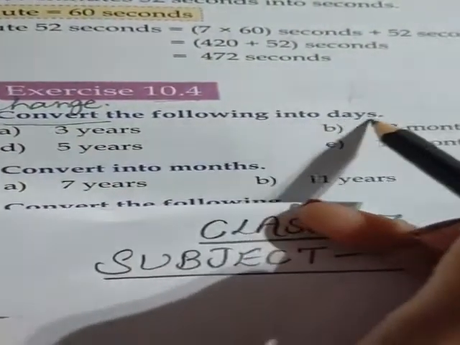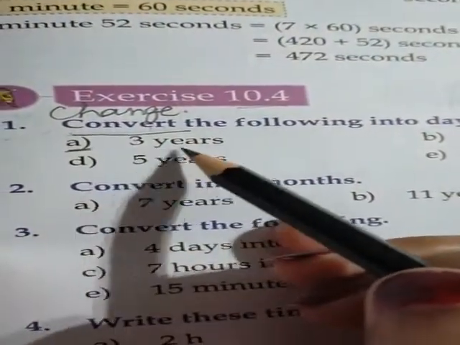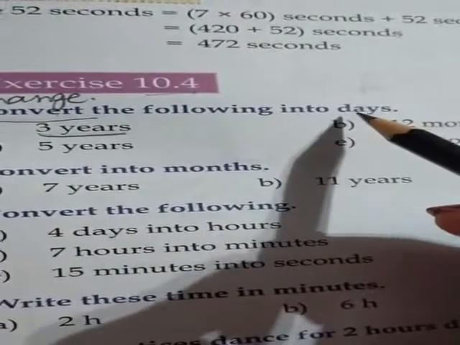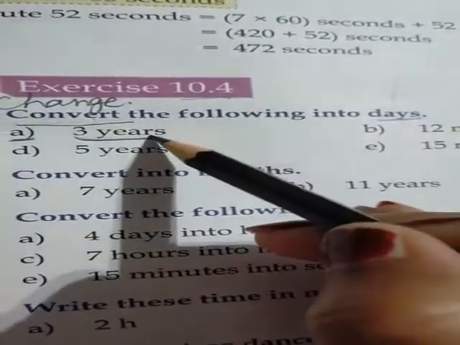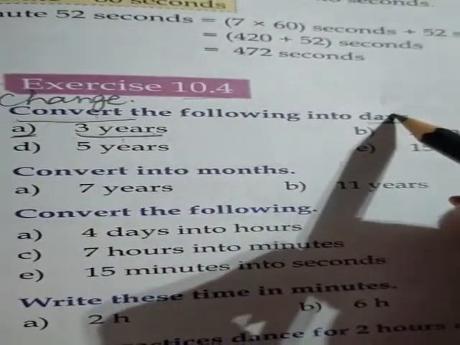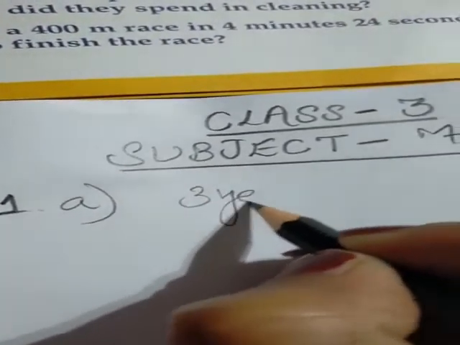Convert the following into days. First is given 3 years. Before doing this sum, I want to tell you that 3 years we have to write in days. Years को हमने days में convert करना है. 3 years को हमने days में convert करना है. Firstly, part A is there: 3 years into days.